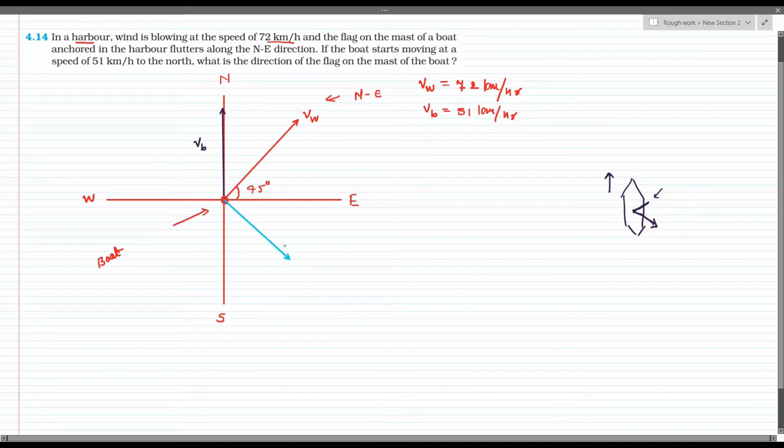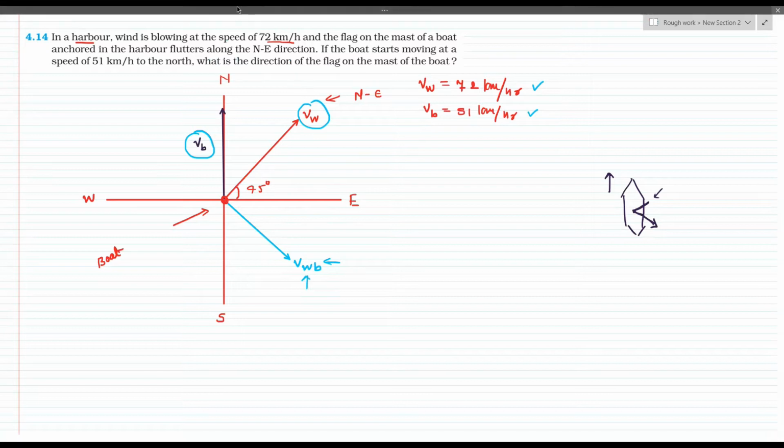Okay, now here the flag is experiencing two velocities. One is the velocity of wind, another one is the velocity of the boat. So we can say this is the velocity of wind with respect to the boat, as this is being experienced by the flag. So this is a relative vector, the difference of the vectors, or you can say a relative velocity. Now this is the speed of boat. This one is the speed of wind. So how shall we be able to solve this, right?